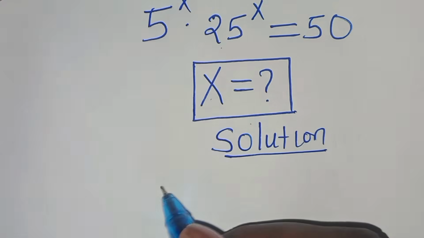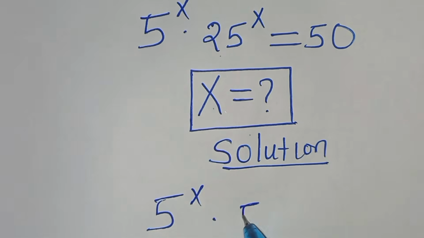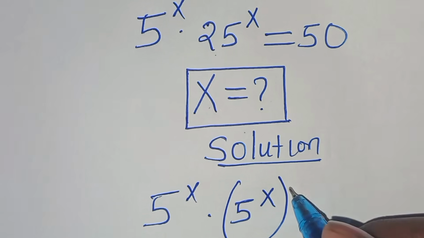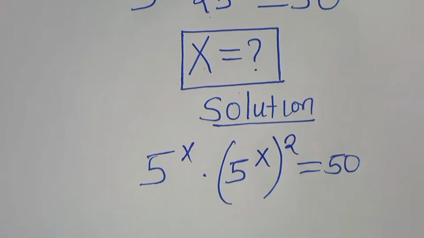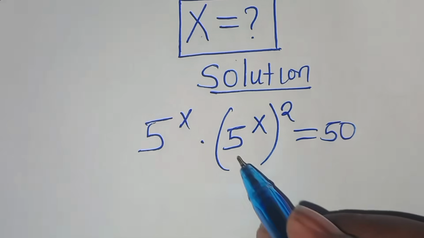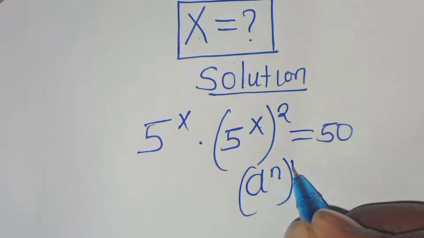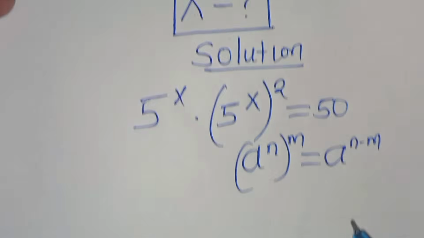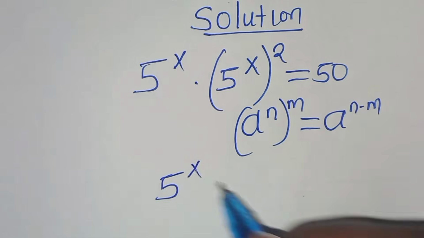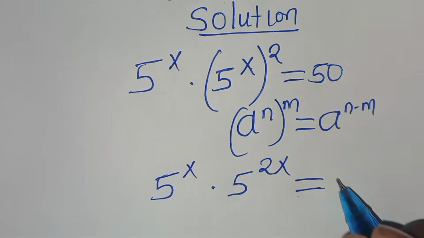So we have 5 to the power of x multiplied by 25, which is 5 to the power of x, raised to the power of 2. This is equal to 50. So this means that 5 to the power of x to the power of 2, this is in the form of a to the power of n raised to the power of m, which we can express as a to the power of n times m. So this is 5 to the power of x times 5 to the power of 2x. This is equal to 50.